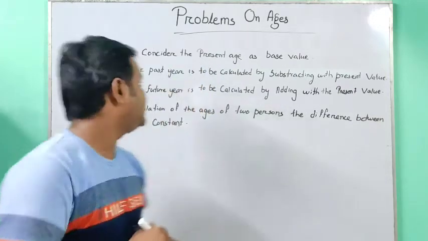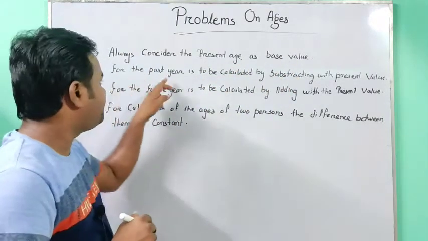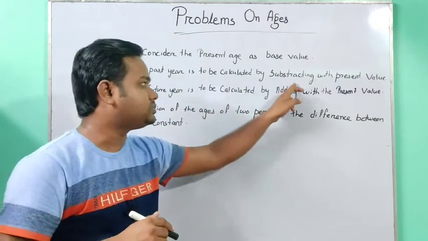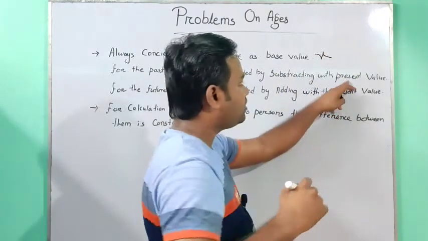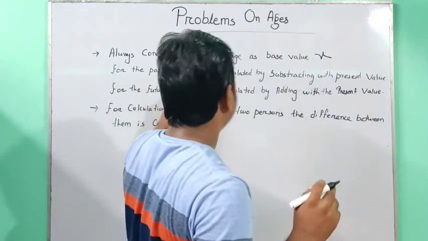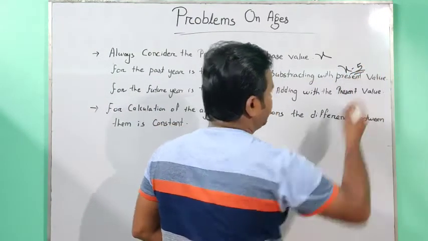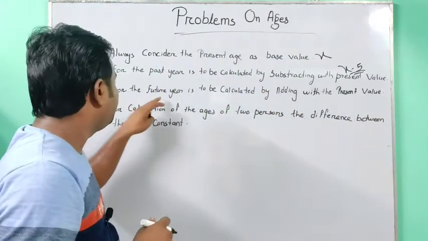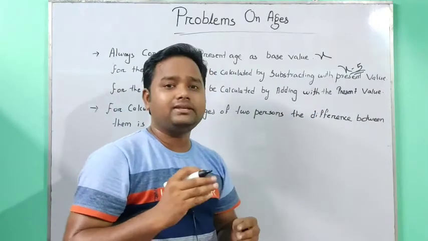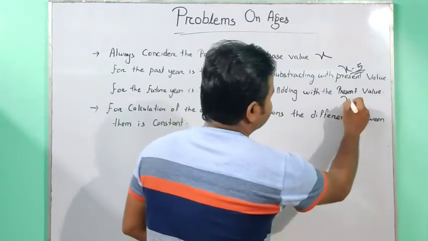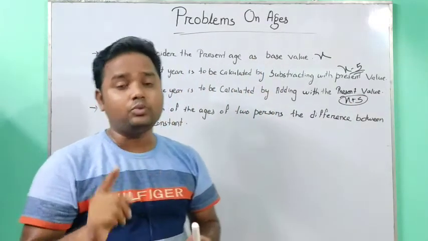So the first point is, always consider the present age as the base value. The past year is calculated by subtracting from the present value. If the present value is x, then before means the past year, so before 5 years it will be x minus 5. The future year is calculated by adding to the present value. If you are calculating the age after 5 years, it will be x plus 5. This is the first point we have to keep in our mind.